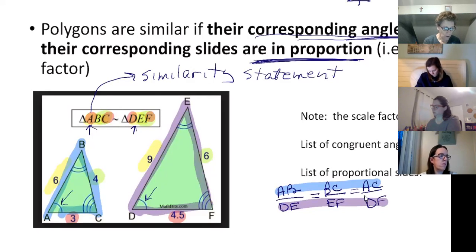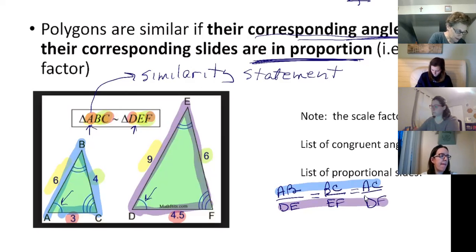And it doesn't matter whether you always go big to little or little to big, as long as you are consistent. Many times they'll give you the scale factor by the way that the triangles are presenting themselves. So you have the small one first, and then the big one. Most likely in a problem, they're going to tell you the scale factor is small to big. So when you figure out the scale factor, it should work every single time.